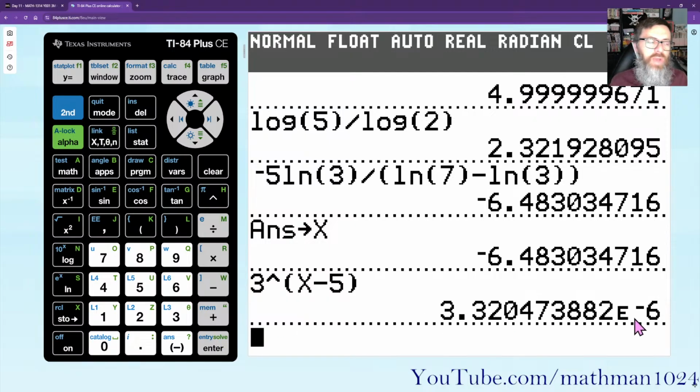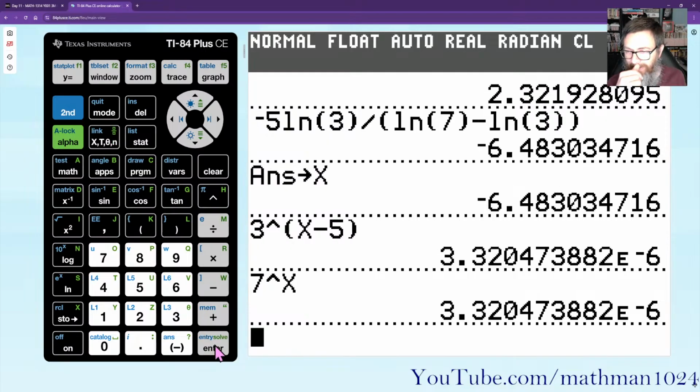That means you have the decimal point, and then you're going to have 5 zeros before you get to the 3320. Let's see if we get the same thing on the other side of the equation. 7 raised to the, this was just x. And you see we end up with the same value for both sides of the equation. So we have the right solution. Awesome.